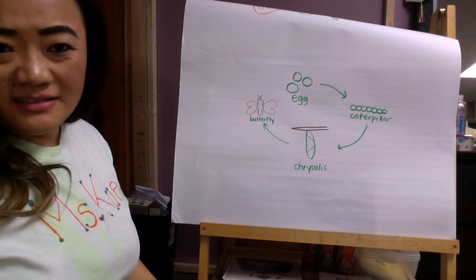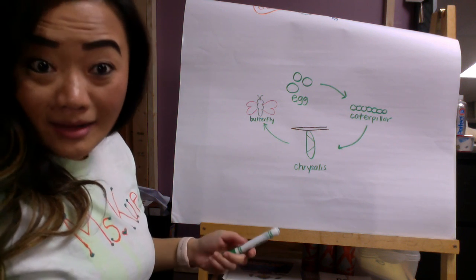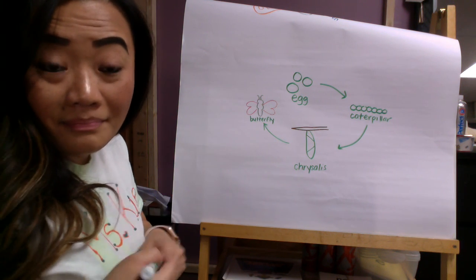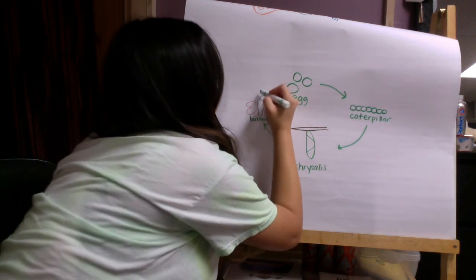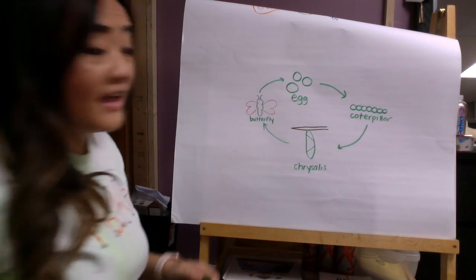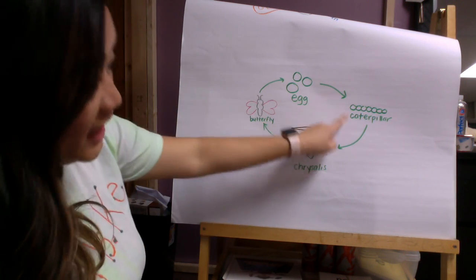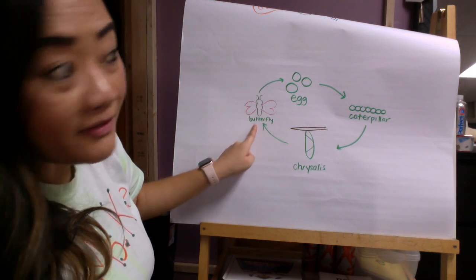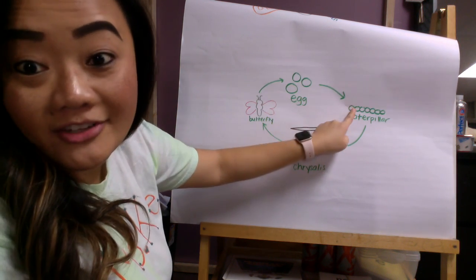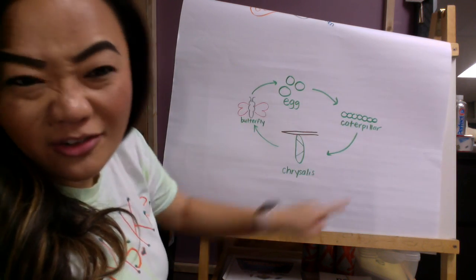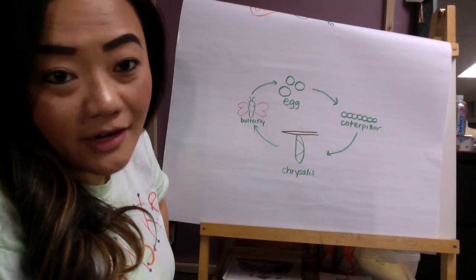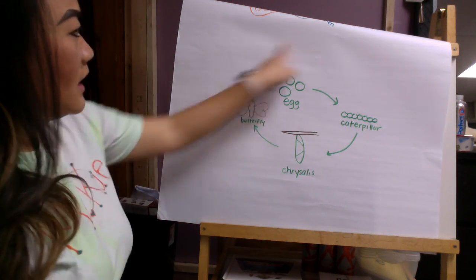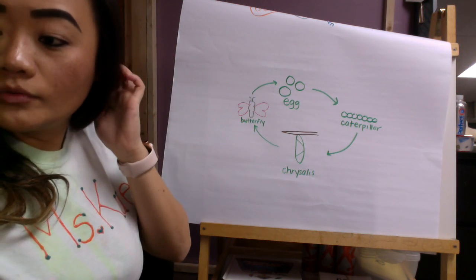Why? Because the mommy butterfly has what? Eggs. And then out of the eggs goes the caterpillar. And then the caterpillar turns into a chrysalis. And then into a butterfly. And then the butterfly has eggs. And then it turns into a caterpillar. And it goes around and around like the frog life cycle, right? Good. I'm going to write life cycle up here.